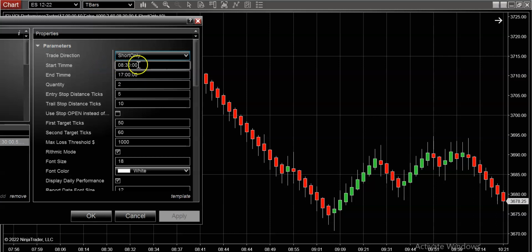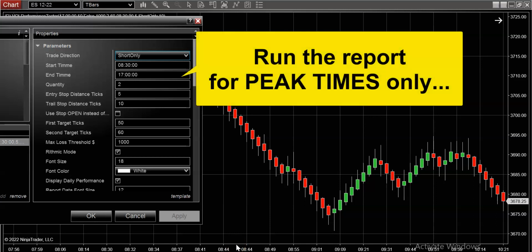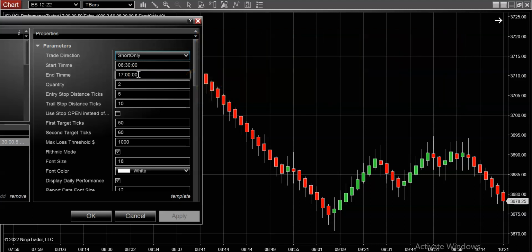You then have to pick your start time and your end time, and that's because you want the report to only show you all the trades during peak trading hours. We don't want to see any trades that took place at 1 o'clock in the morning, 2 o'clock in the morning. We don't care about that. We only want to see the trades when the market was officially open and there's a ton of volume.